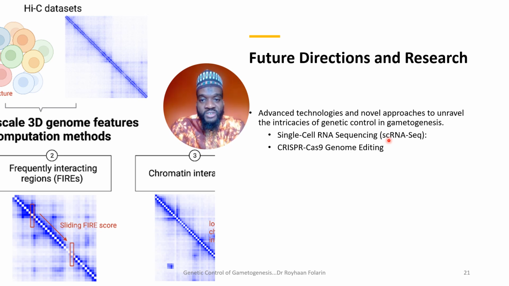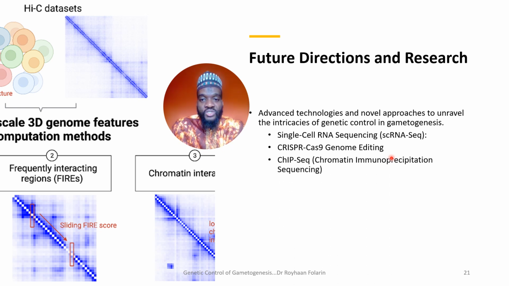So next is CRISPR-Cas9, which we also discussed during our talks on induction and differentiation. So it's a very revolutionary genome editing tool that enables precise modification of specific DNA sequences. Researchers have always used this to study the functions of a particular gene that is involved in gametogenesis, thereby helping to uncover what roles those genes have in the process.